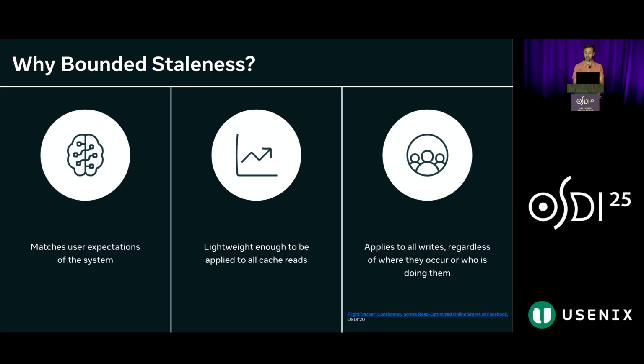Second, bounded staleness is scalable. It can be applied to all read requests since it gives the async replication stream time to achieve consistency. Other stronger forms of consistency require too much synchronization to be applied broadly at Meta's scale. Finally, bounded staleness applies to all writes, regardless of where the writes occur or who is doing them.